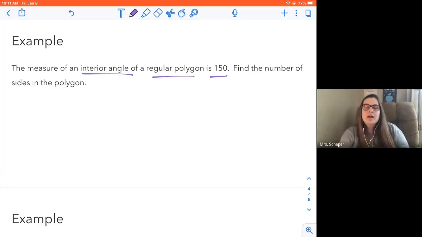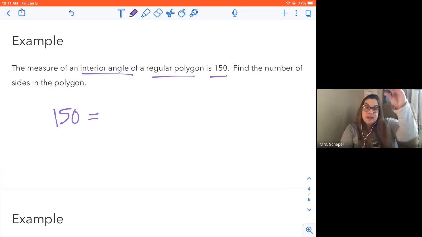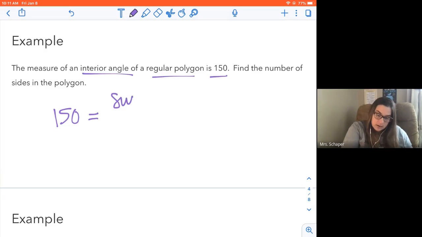Now, the measure of each interior angle of a regular polygon is 150. We need to find the number of sides, okay? So we know that 150 is equal to the sum divided by the number of sides. And we don't know the number of sides right now, okay? Well, how do I find the total sum?